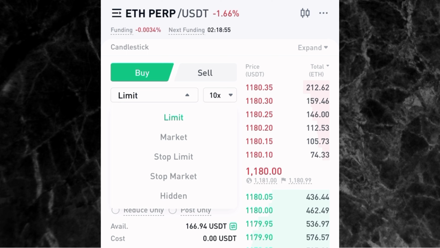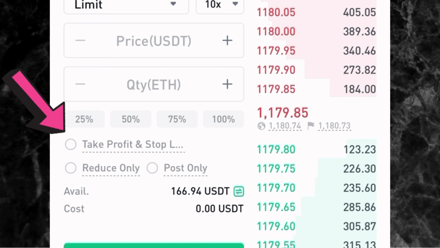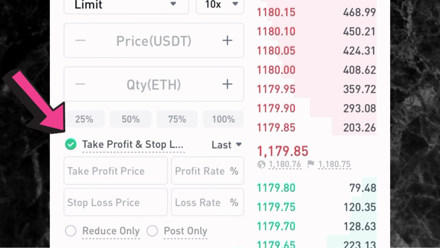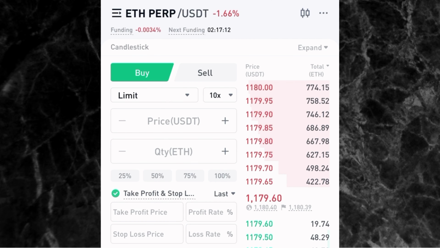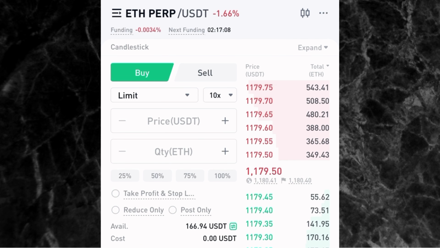Limit, you are setting the price you want to enter the market. While for market order type, you are not setting the price, but you are entering the market immediately. Now, the stop limit is a combination of stop loss and the limit order type. While the stop market is a combination of the stop loss and the market order type. And also, where you have this take profit and stop loss, once you tap on it, this is where you can set your take profit and your stop loss. So I'm going to try and take a trade right now, showing you how to use these order types. So let's start with the limit order type.